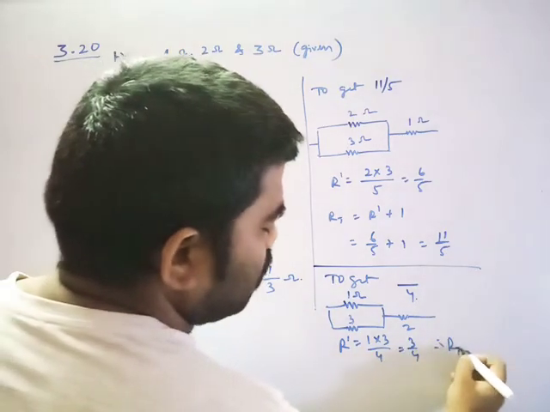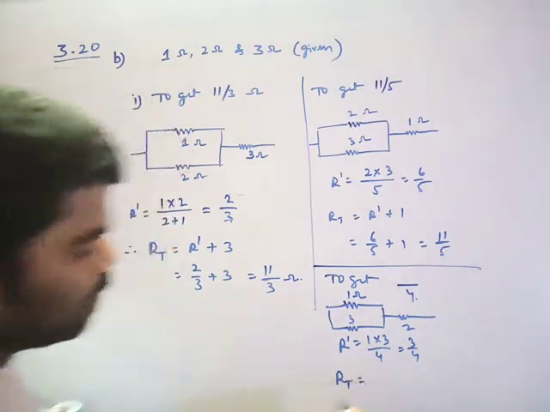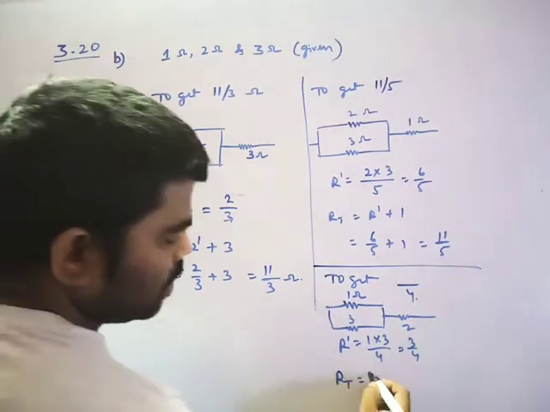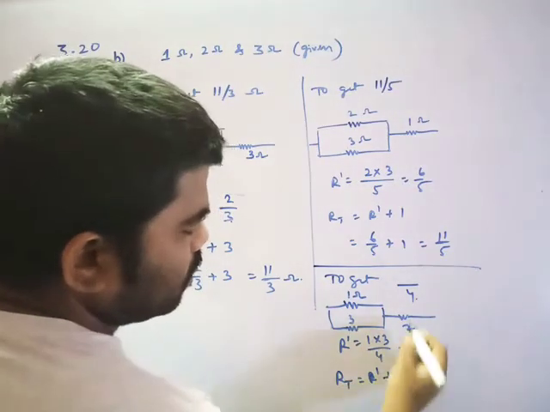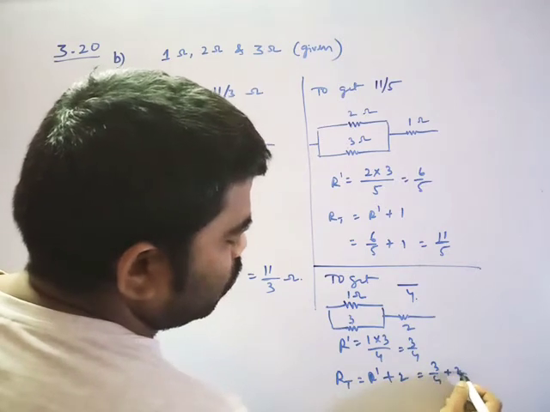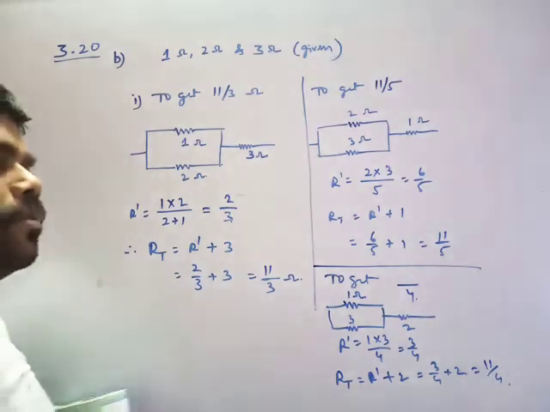So therefore, how will we get our total? Let me do it here. Is this total visible or not? Yes, I think so. How do we get the total? This is r dash plus the remaining 2. So 3 by 4 plus 2. 4 2s are 8, 9, 10, 11, so 11 by 4. Okay, good then.